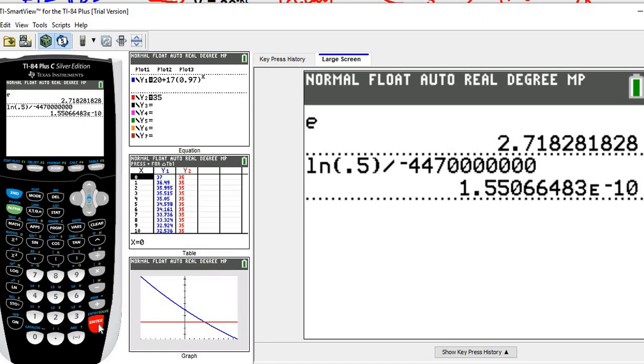It's an incredibly small rate of decrease, and that makes sense because it takes 4.5 billion years for it to just decrease by 1/2. So here's how you can store that. You hit STO, and that just lit up in red on my screen. It's right above the on button.